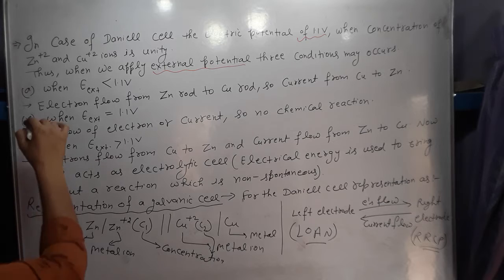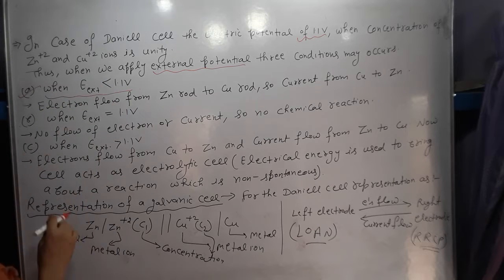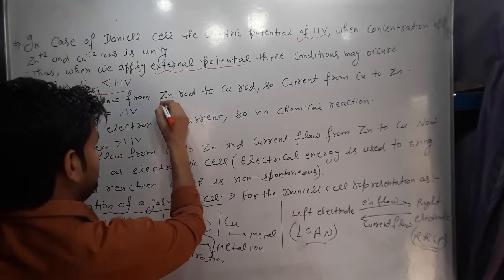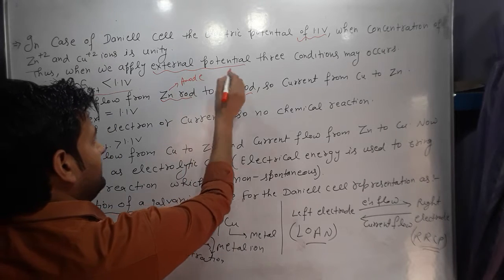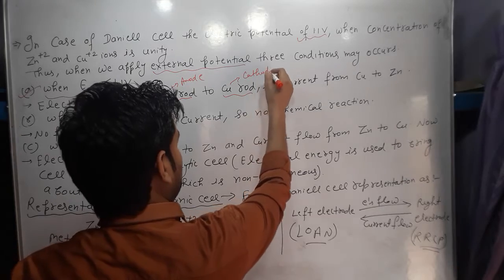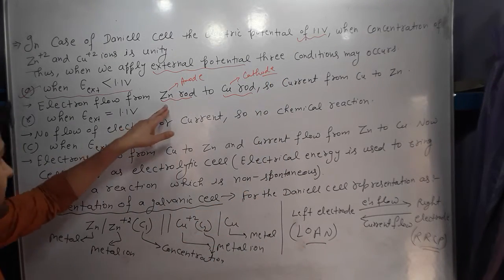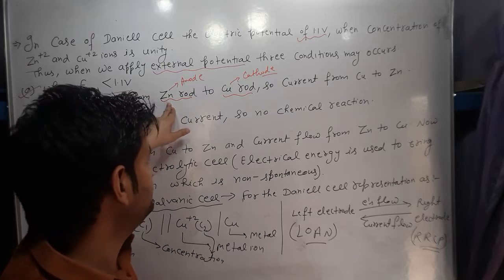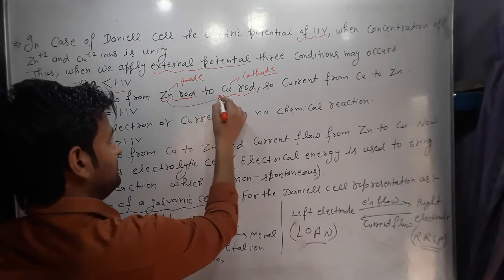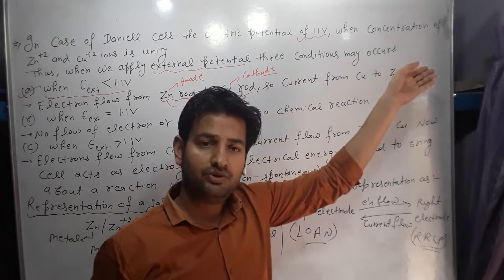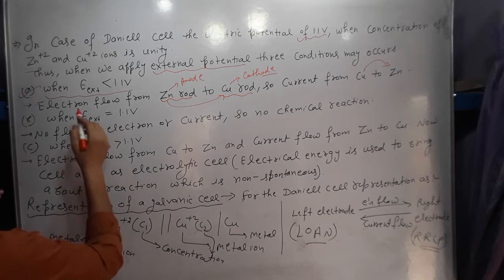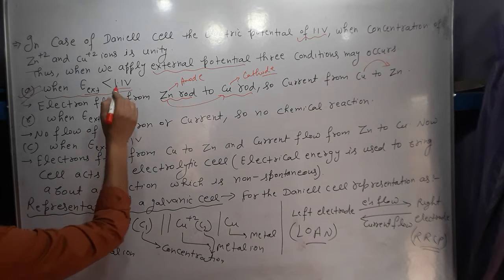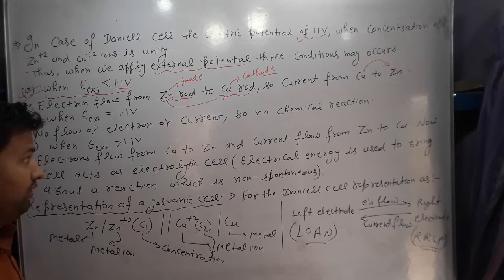When the applied external potential is less than 1.1 volt, the electrons will flow from zinc to copper. Zinc is present at the anode and copper is present at the cathode. Zinc undergoes oxidation and electrons flow from zinc to copper, so current will flow in the opposite direction, from copper to zinc, when the external potential is less than 1.1 volt.